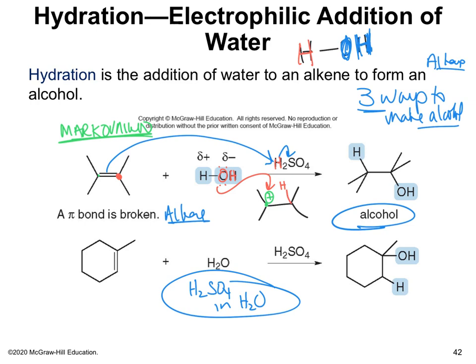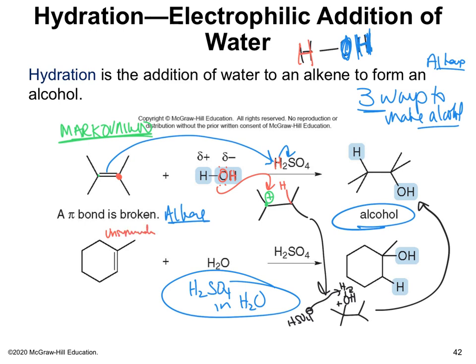And what does that look like? So you get your OH, and this is going to then deprotonate. Your HSO4 will deprotonate to make the alcohol. This is a good example because now we have an unsymmetrical alkene. So when the acid adds, in step 1, you protonate it and make the carbocation.